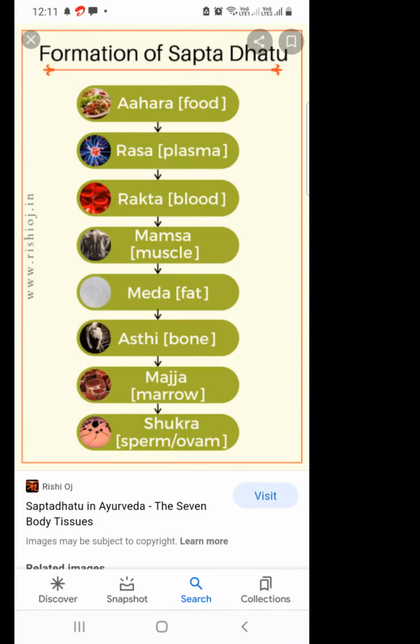It's a little bit complicated, but just understand why. Med, fat, makes your bones, later on converting into the bones. Again, the essence of the fat becomes the bones, which we call asti in Sanskrit. Again, it takes 5 days. Then another 5 days, the essence of the bones makes majja, which is bone marrow. And then the finer essence of the bone marrow makes lastly shukra. Shukra is like sperm and the reproductive fluids.